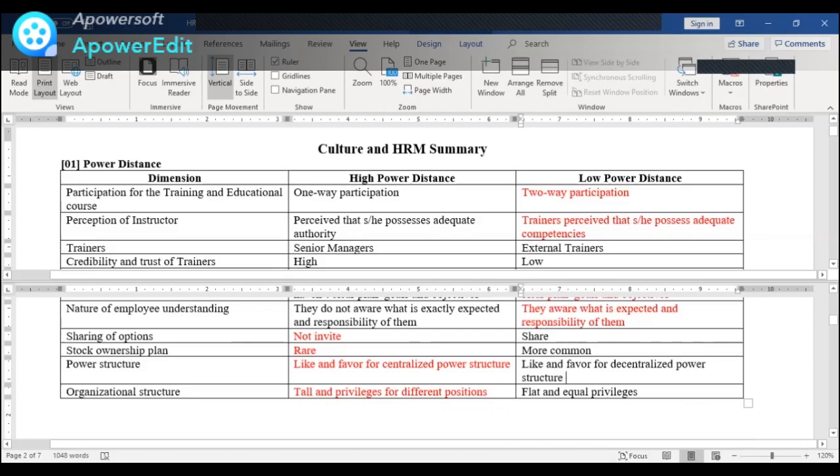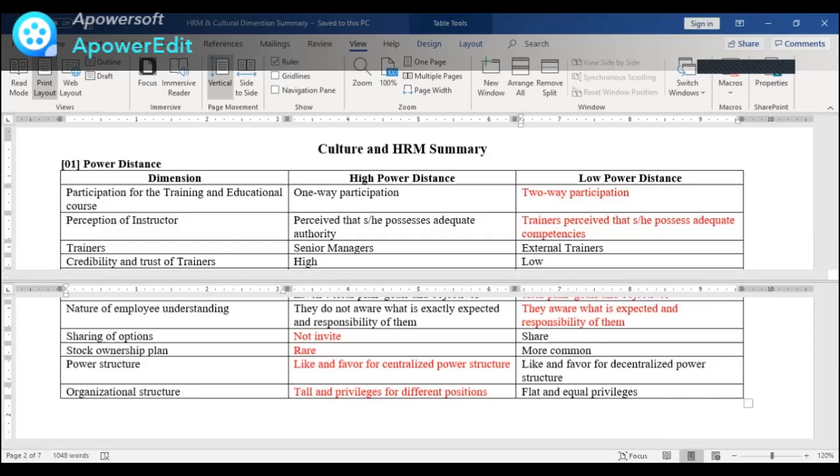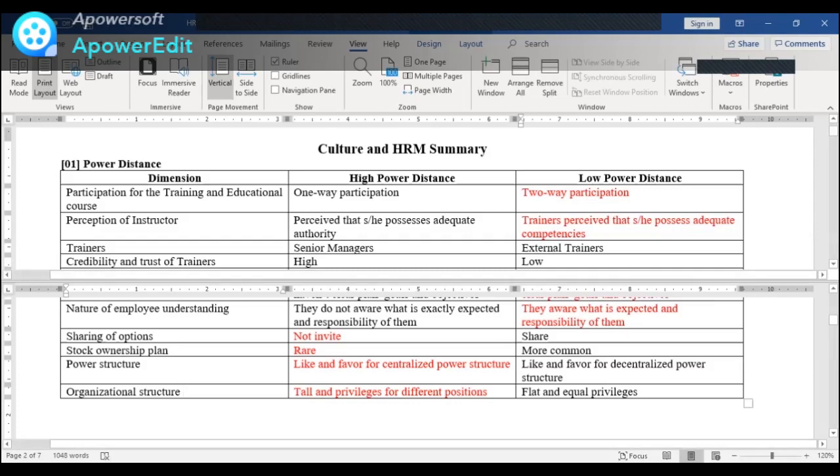The last one of power distance dimension, organizational structure. In high power distance culture, organizational structure is tall and privileges are different for different positions. In low power distance culture, organizational structure is like a flat one and privileges are equal for all workers.